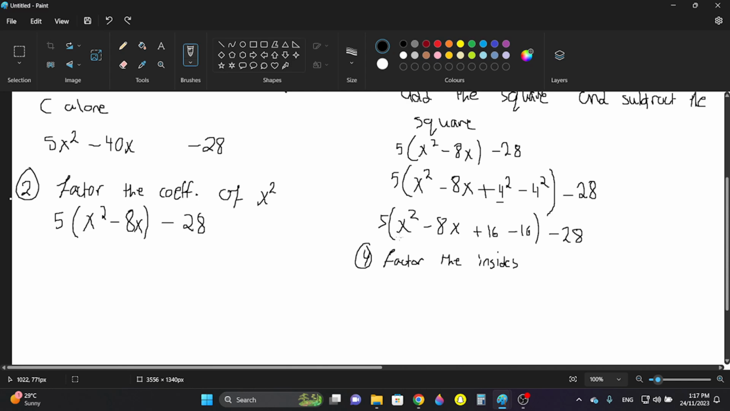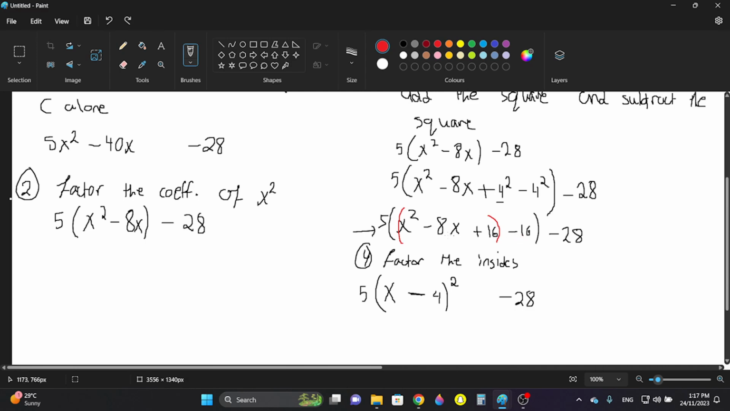Okay? So take the first square, which is x. Take the sign in the middle, which is minus, and then take the square root of 16, which is 4. And you have that square outside. Don't forget we have this 5 here, okay? And you have this minus 28 here. But we're missing one step. We factored this red part, but they're still missing this minus 16.